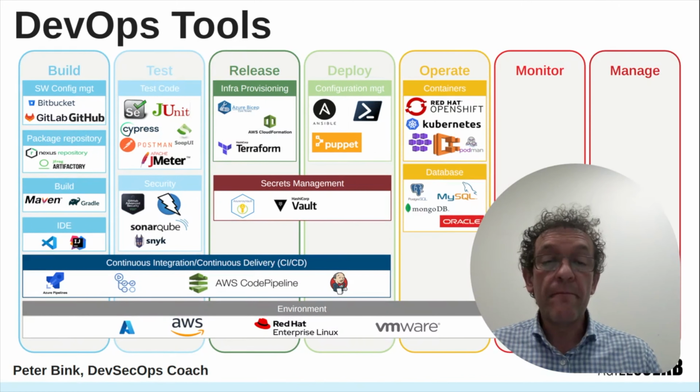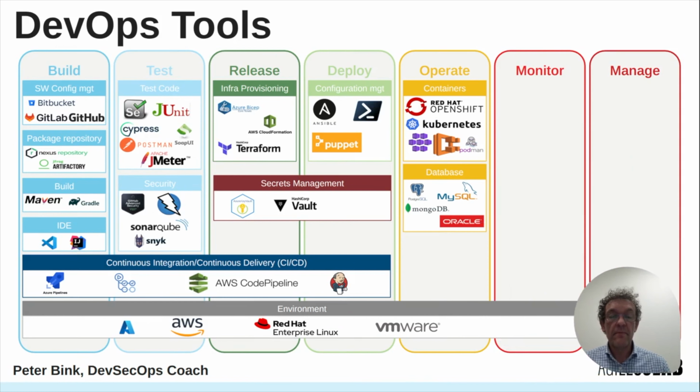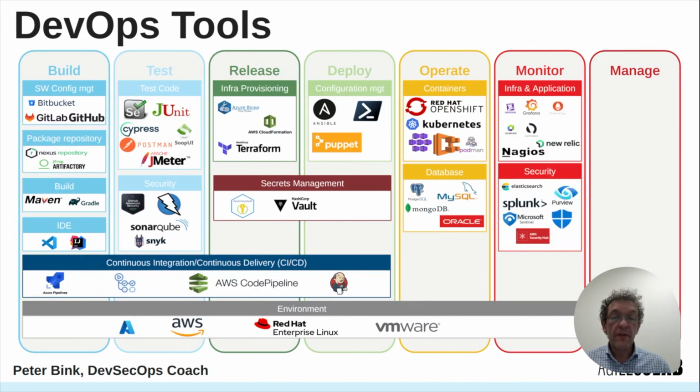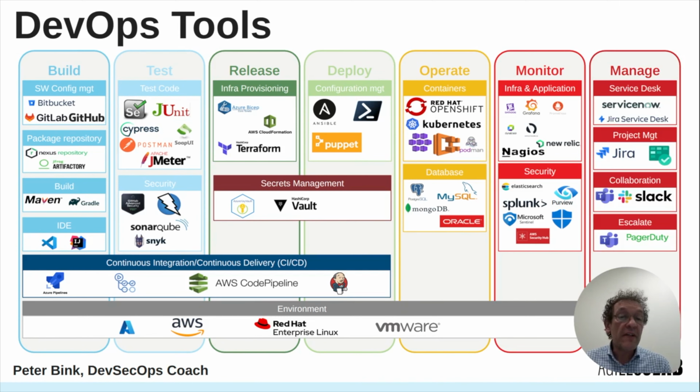In the operate area, you see there your containers and your databases. In the monitoring, you need to have your infrastructure and application monitoring. You usually have tools there as well. They need to be also called in the pipeline, and your security monitoring tools are used there as well. In the management area, you see your ITSM tools, service desk tools, your project management, where you have, for example, your tickets there and all your work in progress, your collaboration tools, and escalation.